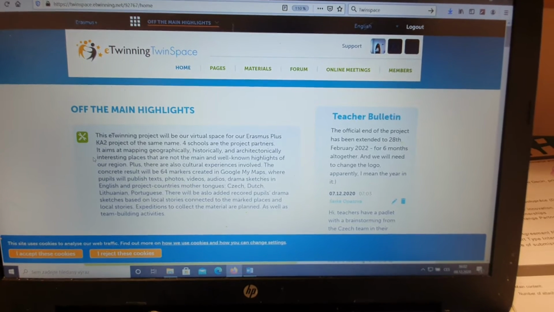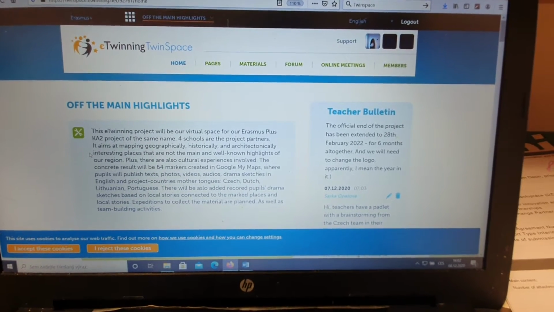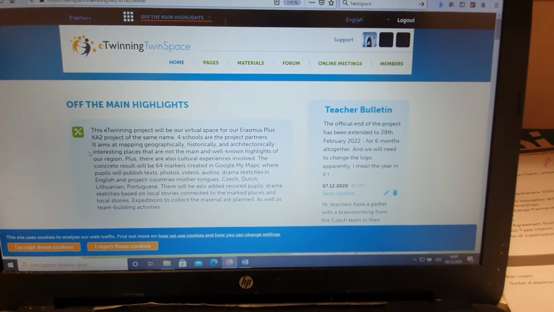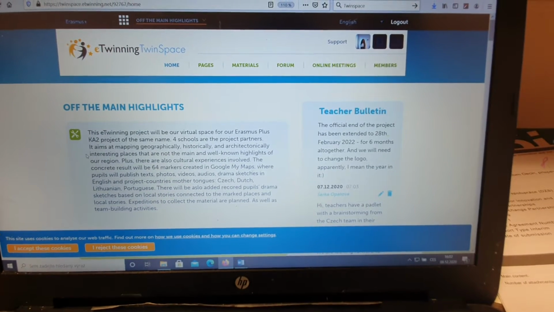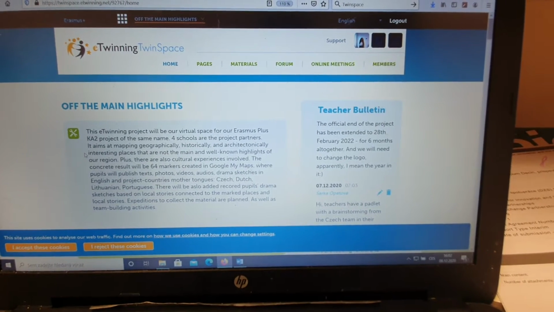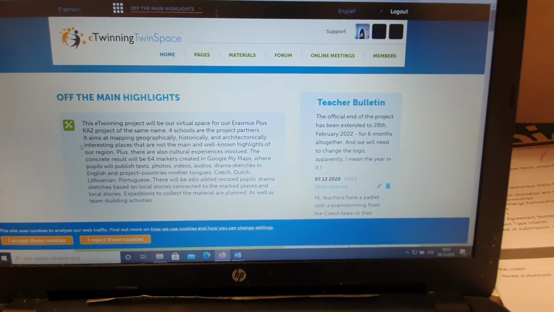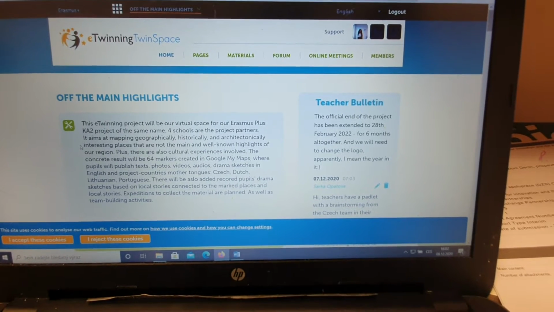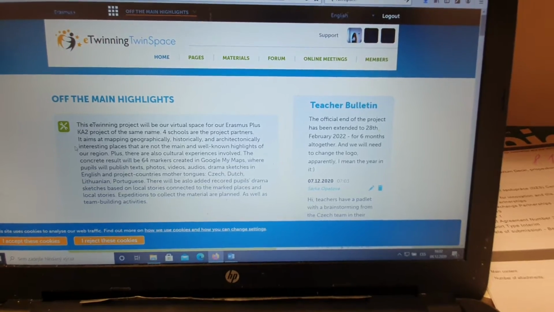As you can see, we have their home, which is sort of diary. So there are the posts, pages, it means activities. So there we write what we should do and what we have finished and share the results with links, for example, or upload documents. Materials is for photos, videos. Forum is possible that you can put there a question and others can write an answer.